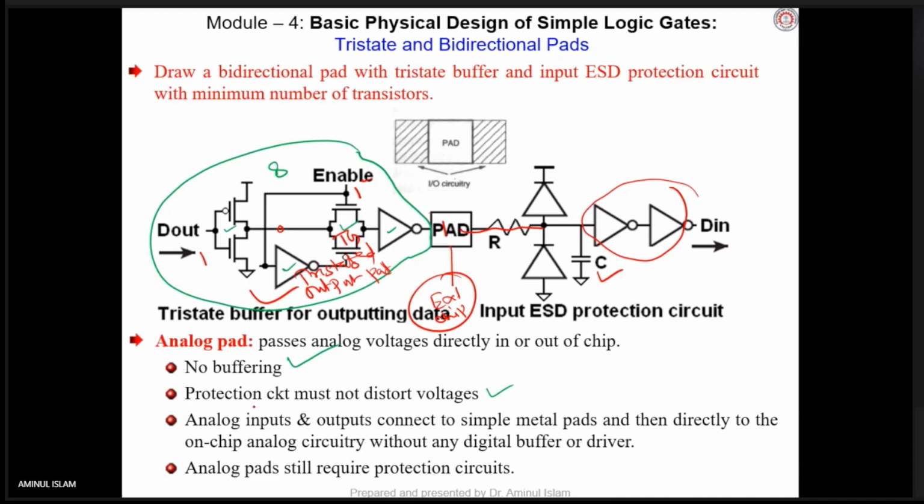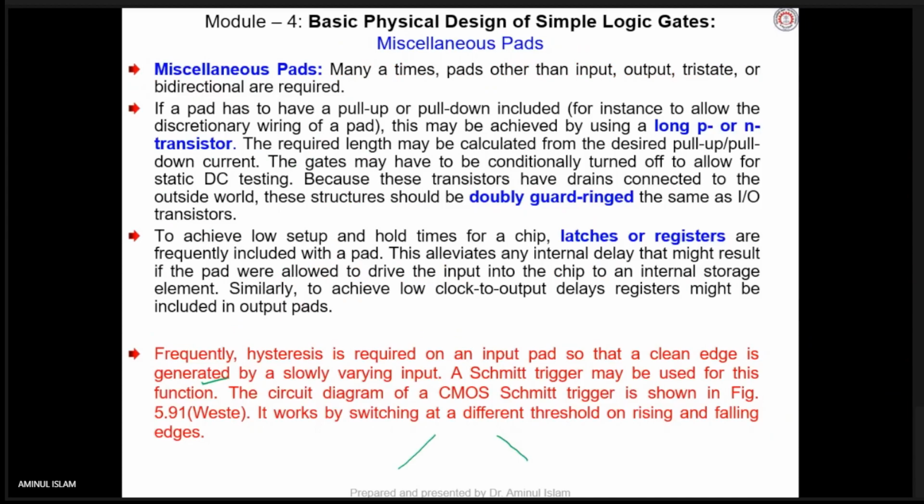Something about analog circuits, analog pads, is also given here. No buffering is needed in this. The protection circuit must not distort the voltages. Analog inputs and outputs connect to simple metal pads and then directly to the on-chip analog circuit without any digital buffering or driver. Analog pads still require some protection circuits. So now miscellaneous pads, like pads may also require latches and resistors.